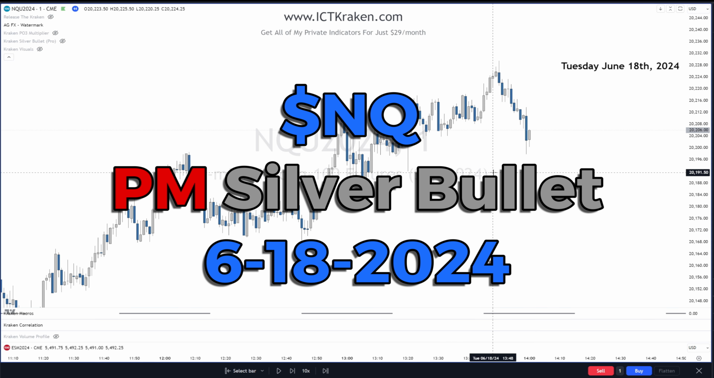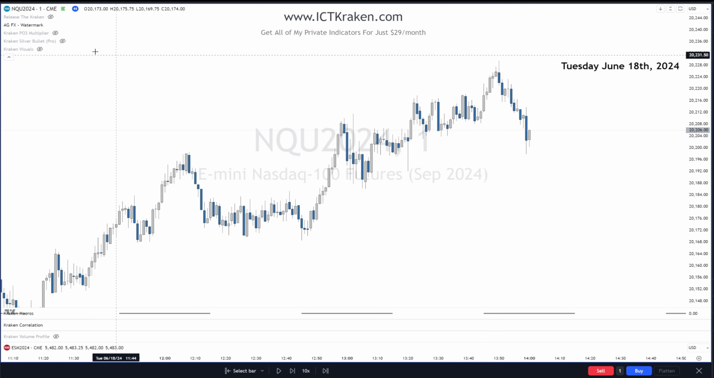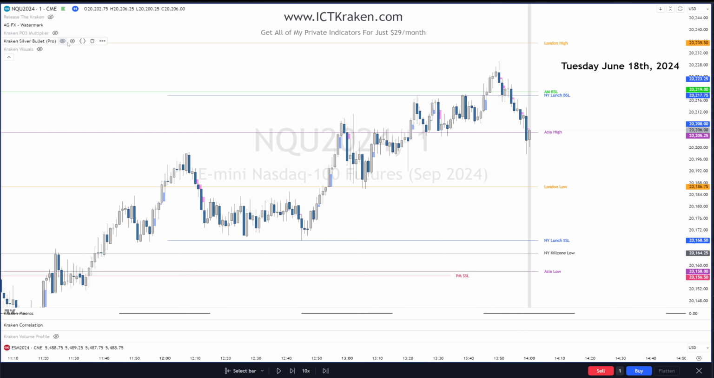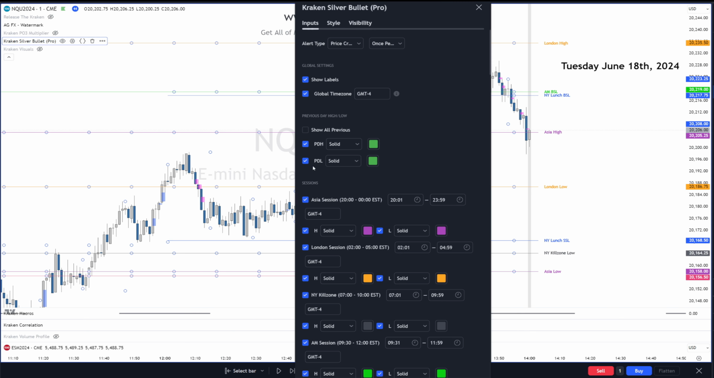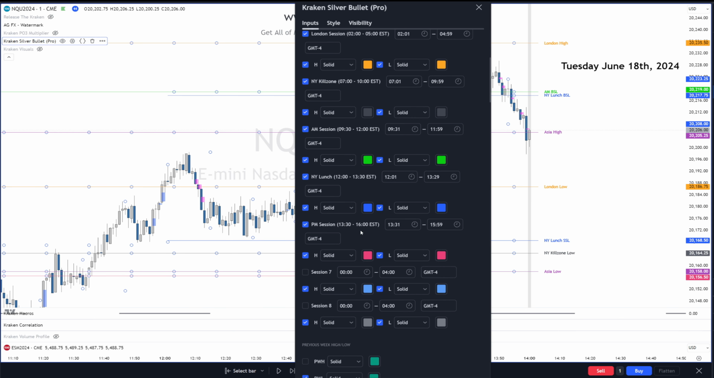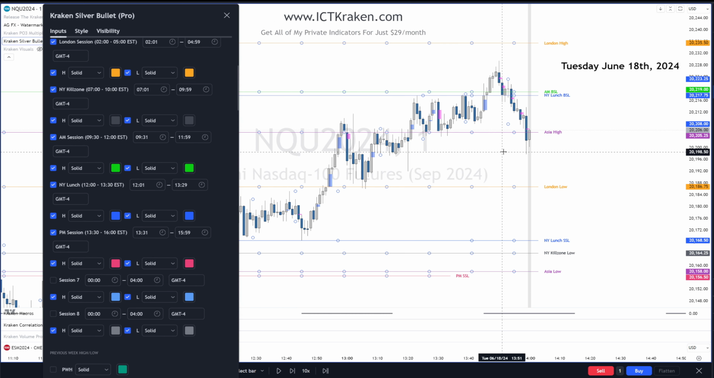Today I want to go over the PM Silver Bullet for Tuesday, June 18th. Okay, so the first thing we're going to do is turn on the Kraken Silver Bullet Pro, and we're going to make sure all these are turned on from the last time. They are perfect. Okay, let's see what we got here.